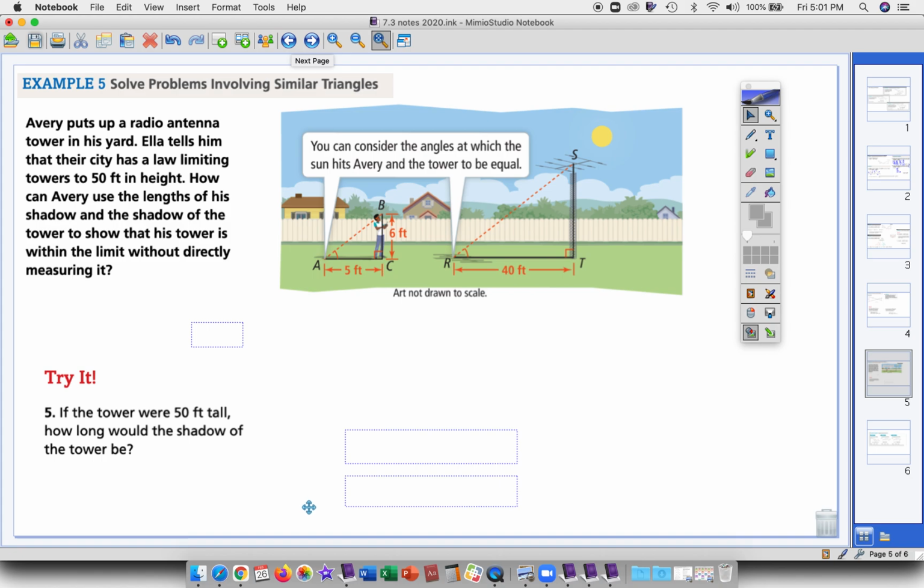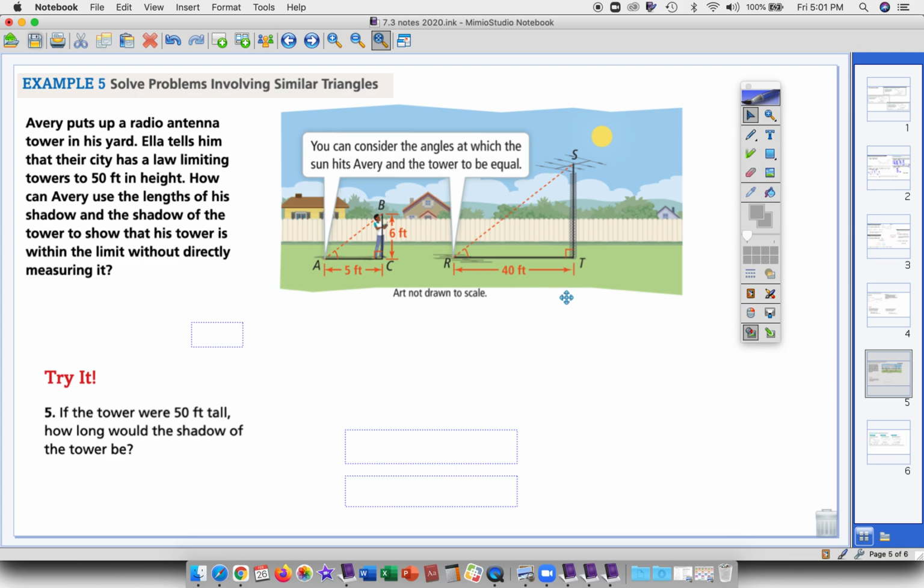Example 5. So Avery puts up a radio antenna tower in his yard. Ella tells him that their city has a law limiting towers to 50 feet in height. How can Avery use the lengths of his shadow and the shadow of the tower to show that his tower is within the limit without directly having to measure it?